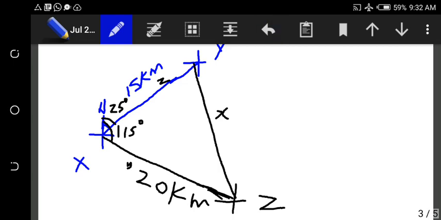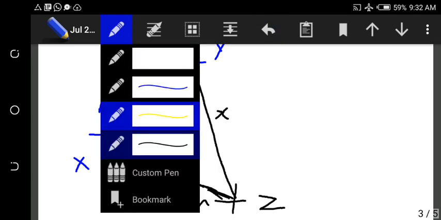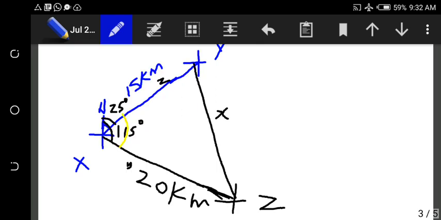So how do we calculate the angle that we have inside of here? That is very simple. Note that from here to here is 115 and from here to here is 25. So for us to get what is in between them, 115 minus 25 will give us 90 degrees. That means that inside of this triangle, what we have there is 90 degrees.